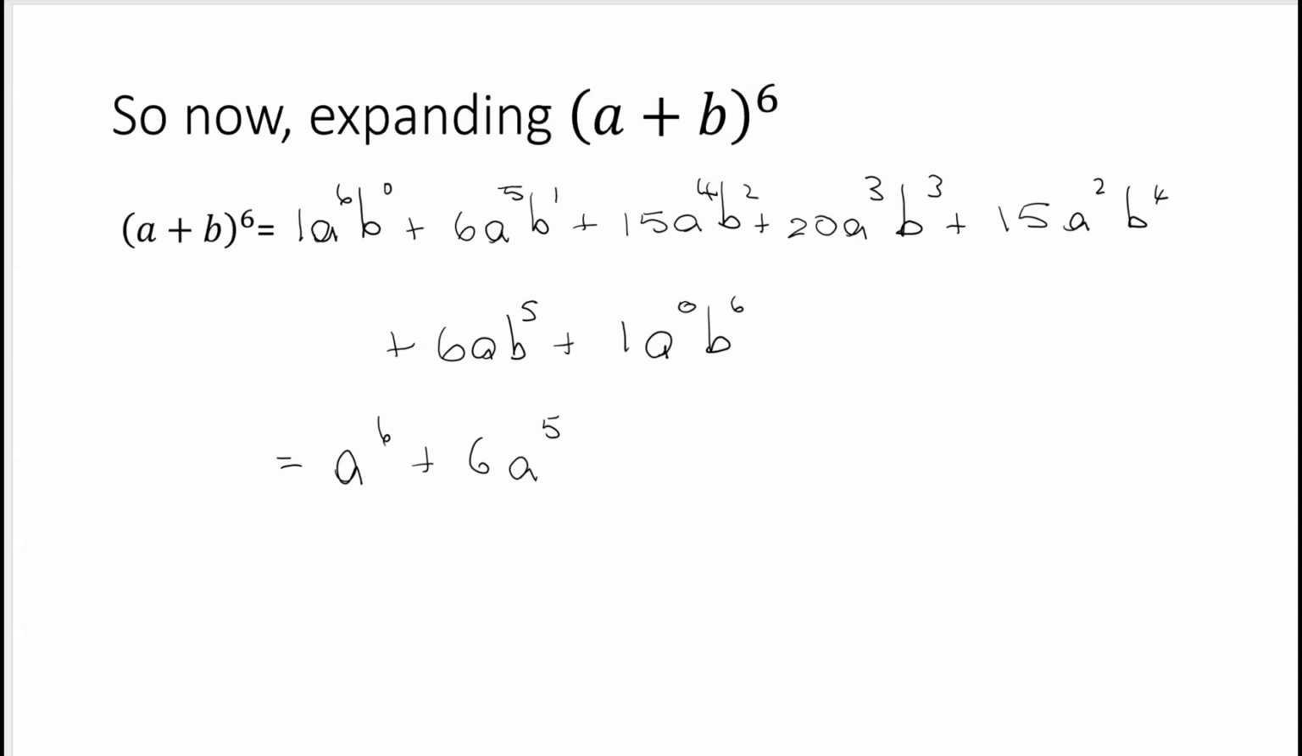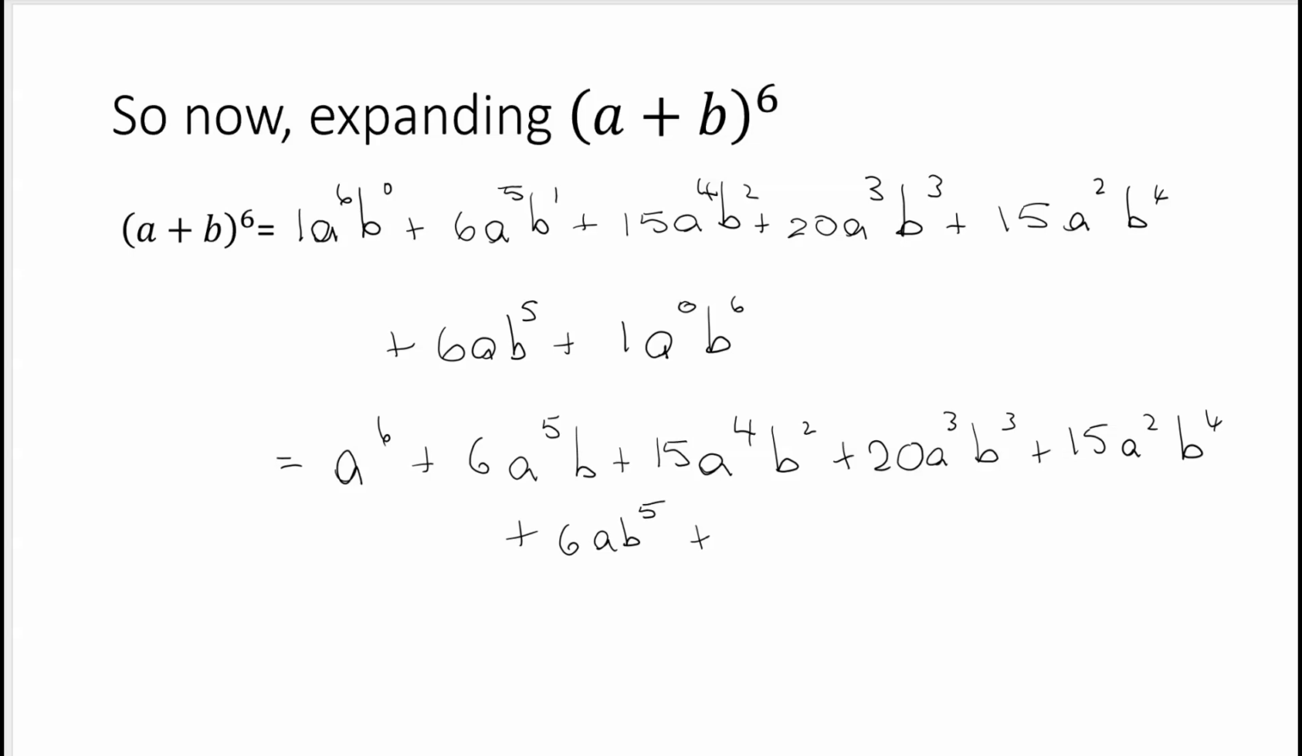6a to the 5. Now, I don't need to write b to the power of 1. I can just write b plus 15 a to the power of 4, b to the power of 2, plus 20 a cubed b cubed, plus 15 a squared b to the 4th, plus 6a b to the 5, plus, now I don't need the 1, I don't need the a to the 0, I just need b to the power of 6. It just takes me as long to write it down. I'm not thinking because I know the pattern. All right, that's why.